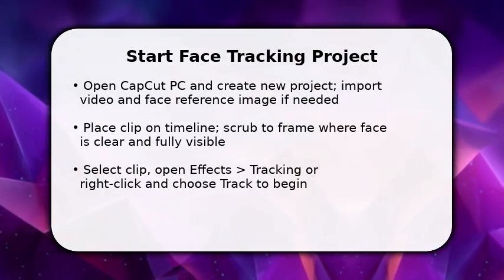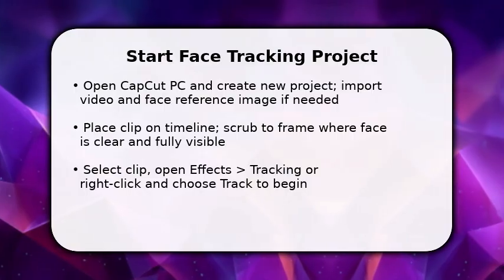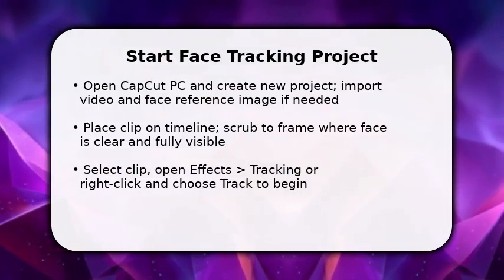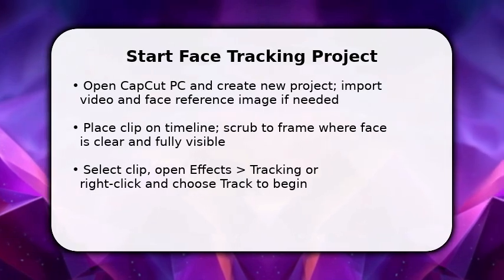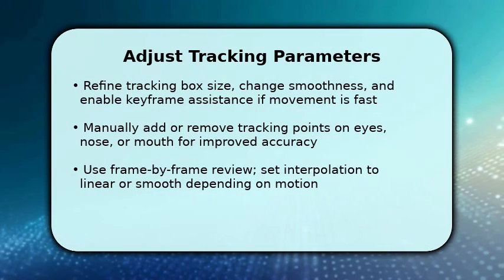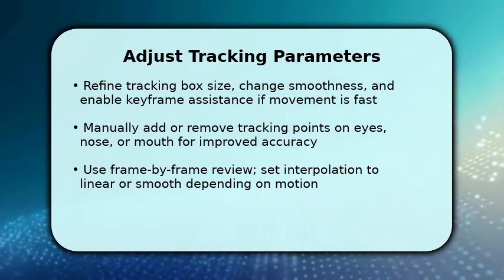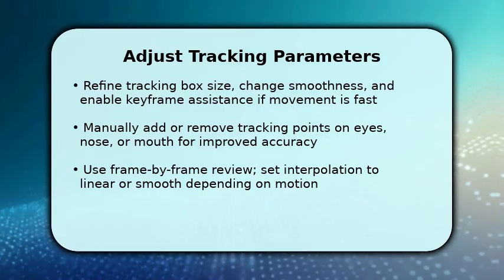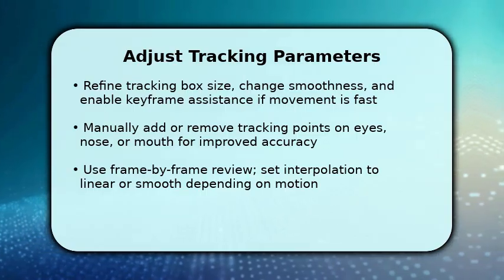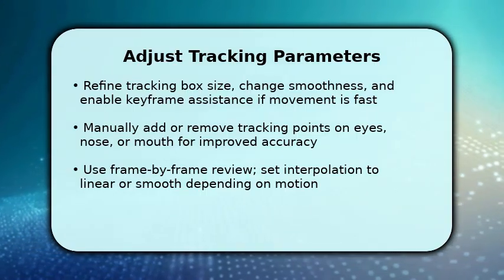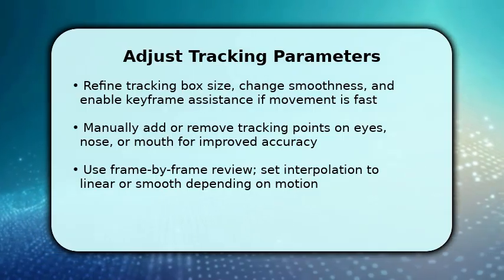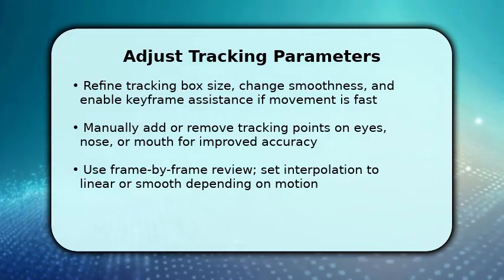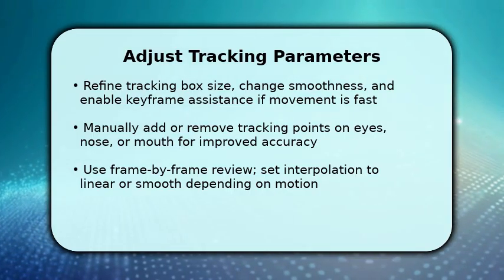You're initiating tracking now, so set the tracking box tightly around the face and choose the Face or Object preset when available to bias the algorithm toward facial features. Once the tracker runs, review its path and make adjustments to keep it locked. You should tighten the box and adjust smoothness or follow speed, lower smoothness for rapid head turns, and raise it for subtle shifts. If automatic tracking slips, add manual keyframes on prominent features like eyes or nose, and correct the path frame by frame where needed.